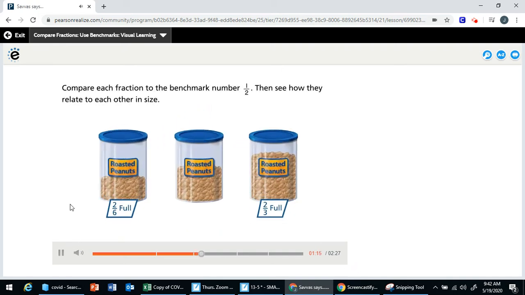Compare each fraction to the benchmark number 1/2. Then see how they relate to each other in size.